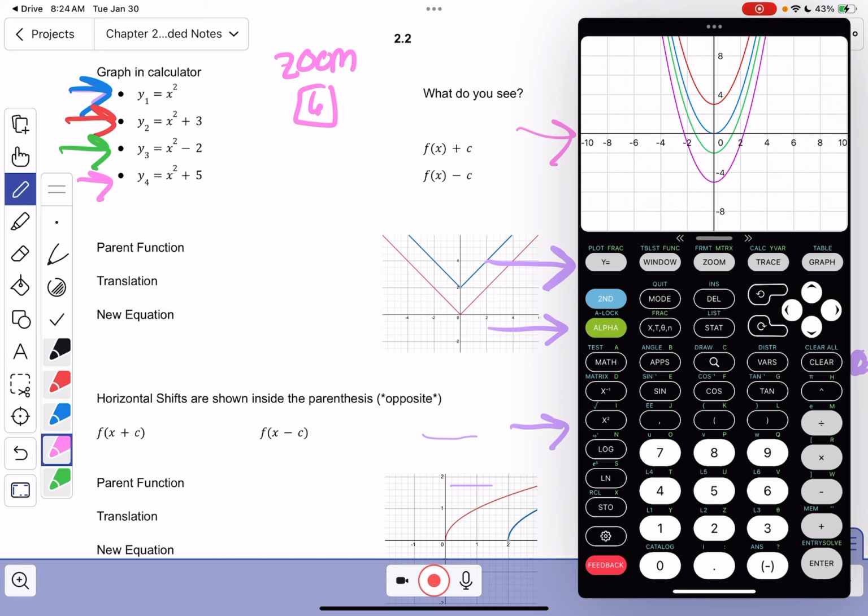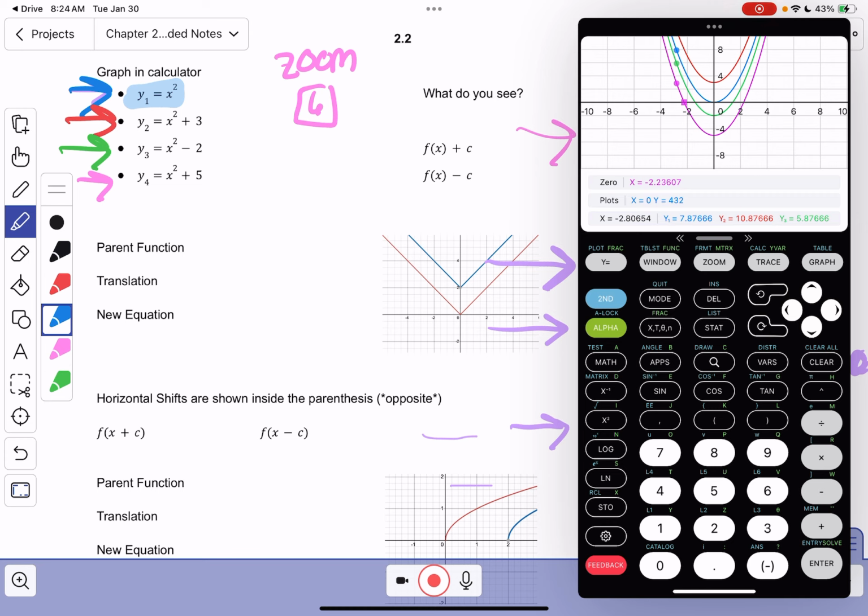So the blue one is called our parent function. That is the basic function. Nothing happened to it. It's this function right here, the blue one. The red was plus 3. And if you look at the red on the graph, it's at the top. And then the green was minus 2, so it's down here.